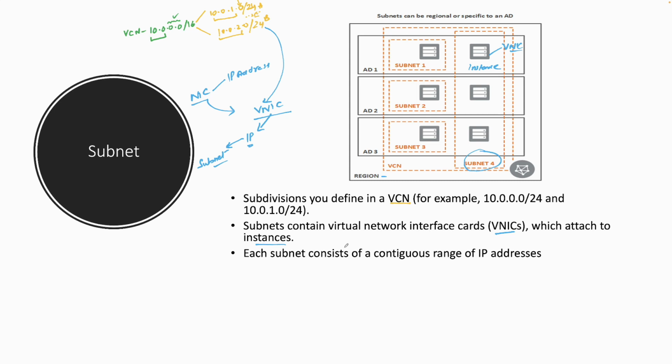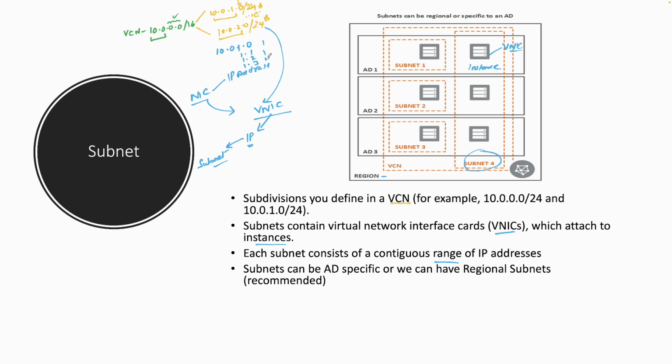And each subnet consists of a contiguous range of IP addresses. So as we explained here, this is a contiguous range. What it means is 10.0.1.0, 1.1, 1.2, 1.3. So it is contiguous, right? And it is a range of IP addresses.